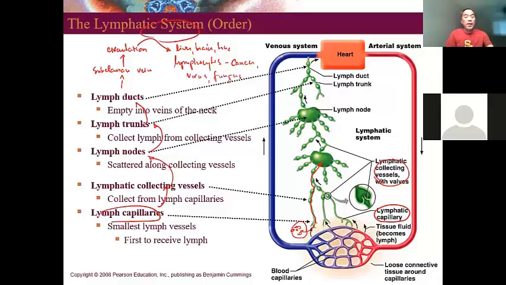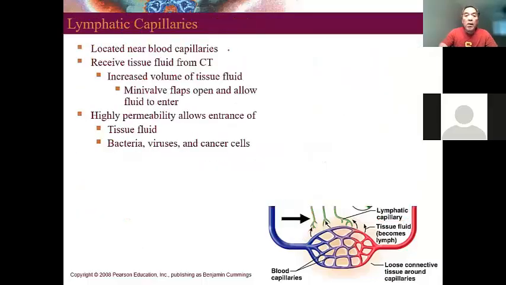So here are the different vessels. We started from the lymphatic capillaries. They're usually located near blood capillaries, and they receive tissue fluid from the connective tissue. So the fluid coming out from the capillaries will seep out through the pores of the blood vessel. Remember, blood vessels have pores. And that fluid is seeping out into the tissue.